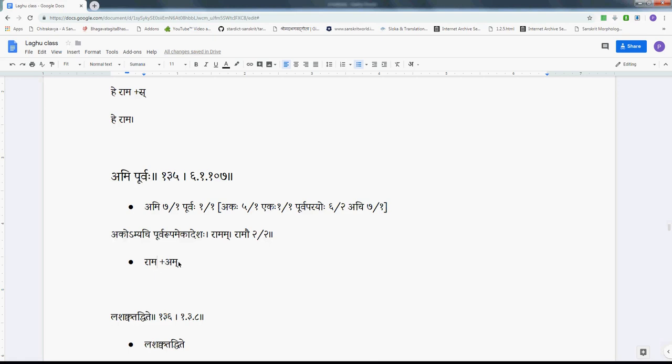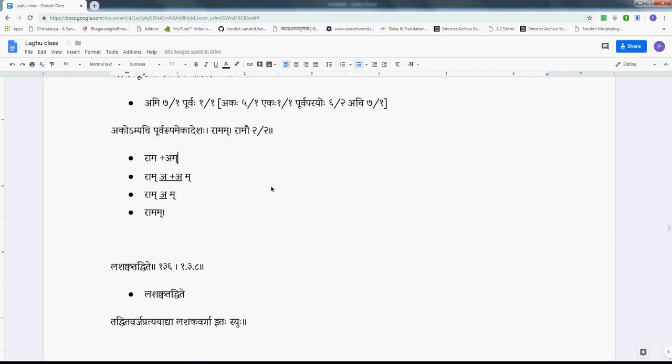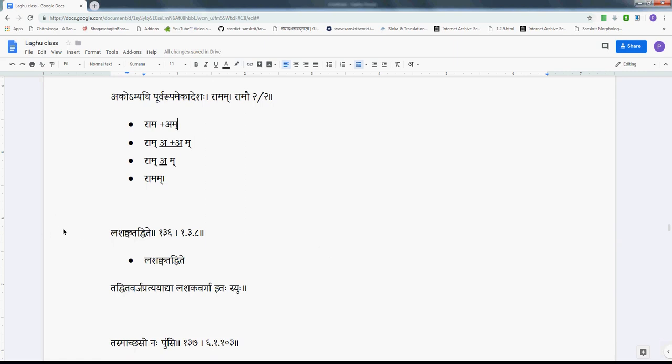Ami Purvaha. Purva is Akara. Rama plus A, so Ram A plus Am. Purva-parayoh. So what is the adesha here? These two will together be replaced by the purva, which is this akara, and thereby you will get ramam and not ramam. So ramam has been derived, and then ramau is assumed to be derived because he has already derived it twice, once earlier and also covered it in Sambodhana.